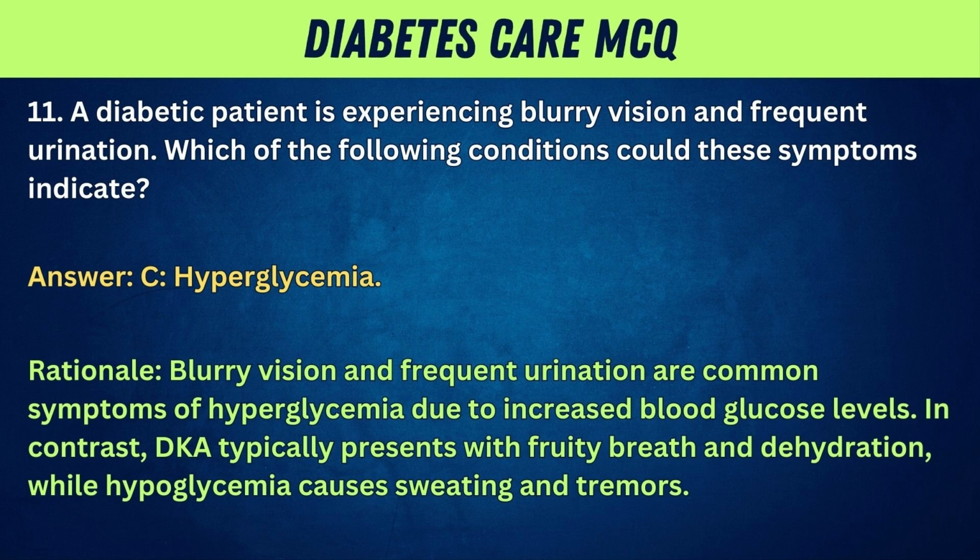In contrast, DKA typically presents with fruity breath and dehydration, while hypoglycemia causes sweating and tremors.